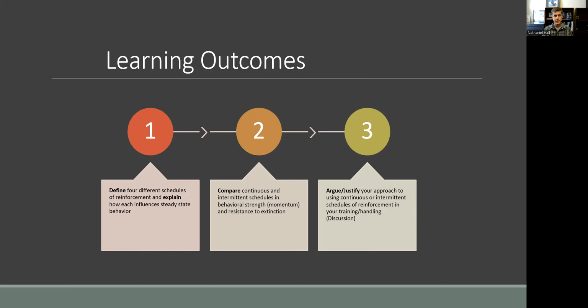So intermittent schedules of reinforcement make it more difficult to determine whether reinforcement has stopped or whether odor is going to be available for the search or not. But we also talked about how behavioral momentum and high-rich schedules of reinforcement can help you persist through, by having a long history of reinforcement and repetition for responding to that particular odor. And then hopefully you had fun arguing or justifying your approach to continuous or intermittent schedules of reinforcement in training.